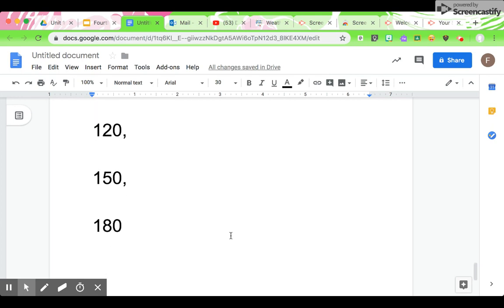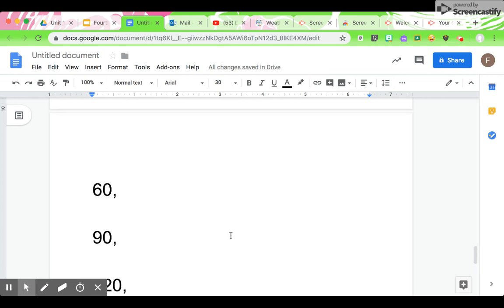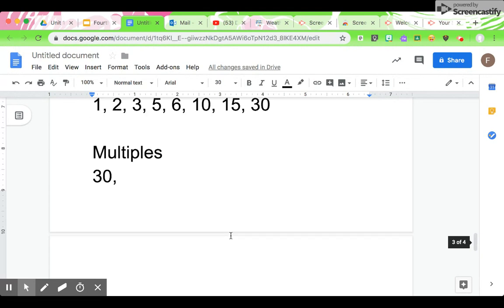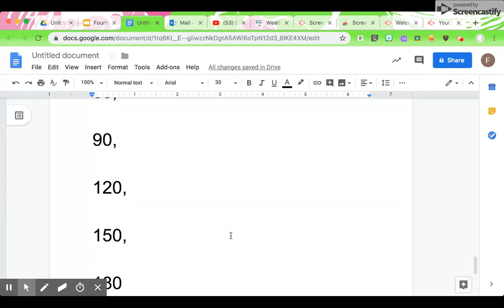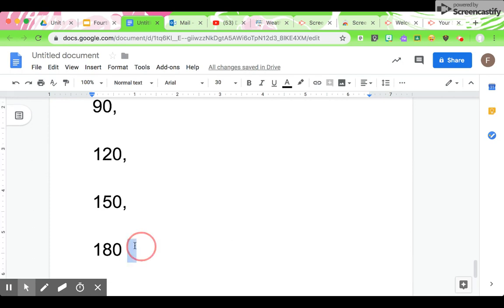180. Awesome. Now, in this problem, for example, if I asked to list out the first 5 multiples of 30, we have 30, 60, 90, 120, and 150. Now, if your directions only ask for the first 5 multiples, you do not need to include 180. So make sure you read the directions to make sure you're not doing too much work.